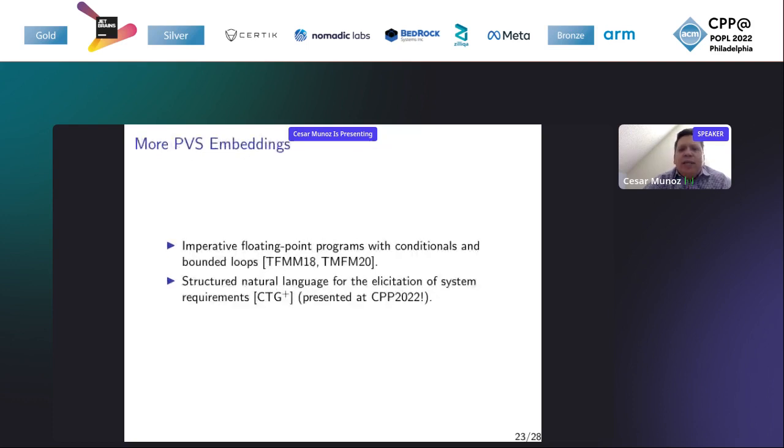There are a lot more embeddings in PVS. We have floating point programs with conditionals and loops. We have CPP, structured natural language for requirements, and that is embedded in PVS. So all these embeddings are coming.